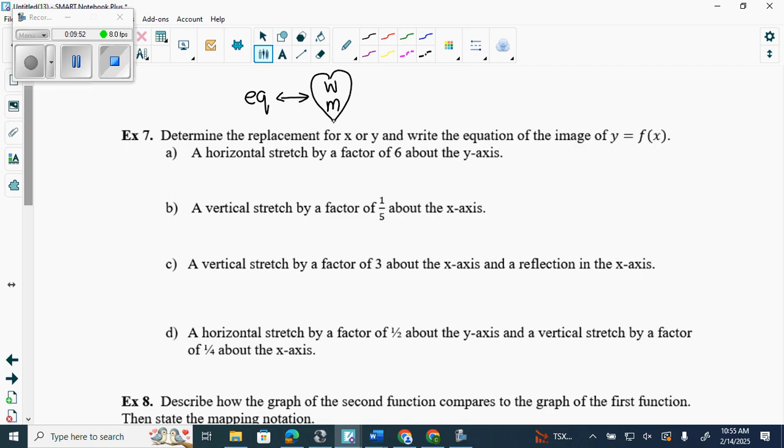So horizontal stretch by factor of 6 about the x-axis. We're going from words to equation. We're going over the arrow, correct? So all the x's will flip. We agree? So we get y equals f, and in with the x, what am I going to have? 6 or 1/6? 1/6. We're going from words to equation. It flips.